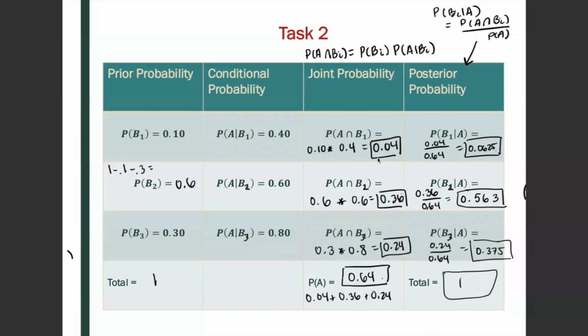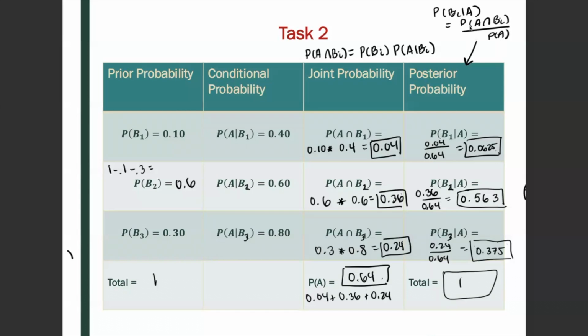Okay. And if you add up all of these joint probabilities, you'll get the probability of A. So 0.04 plus 0.36 plus 0.24 gives us 0.64. Now we're going to need this probability of A when we find the posterior probability, because the probability of Bi given A equals the probability of A intersect Bi divided by the probability of A, because we're given the probability of A, so that goes in the denominator. So this is going to be the denominator every time we solve for each posterior probability.